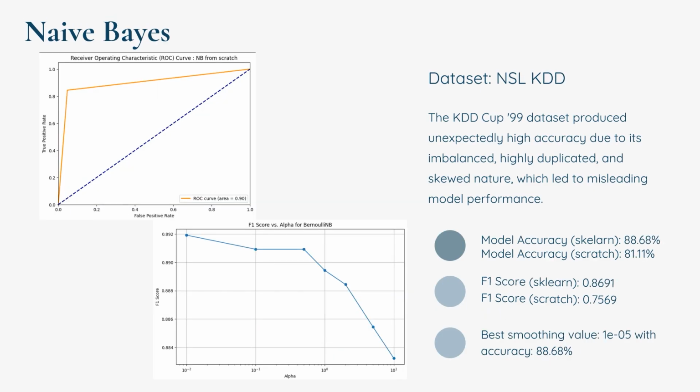Here we evaluate Naive Bayes on the NSL KDD dataset. sklearn gave 88.68% accuracy with an F1 score of 0.8691. The F1 versus alpha plot helped find the best smoothing value, while the ROC curve showed decent performance overall.